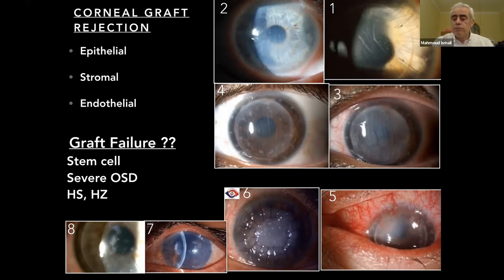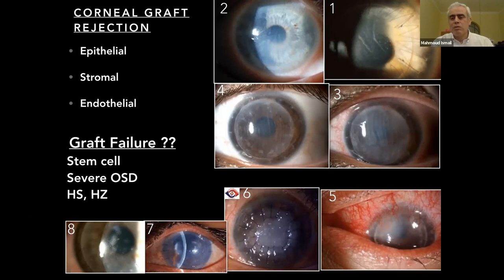In a case of primary stem cell failure, where the stem cells are not good at the beginning, you have to do one of two things. If it's severe stem cell failure with dry eye, don't attempt grafting. And this is the question of Dr. Ibrahim. Doing a corneal transplant in a stem cell failure with dry eye, definitely you will lose the graft. So it's better to go for keratoprosthesis.